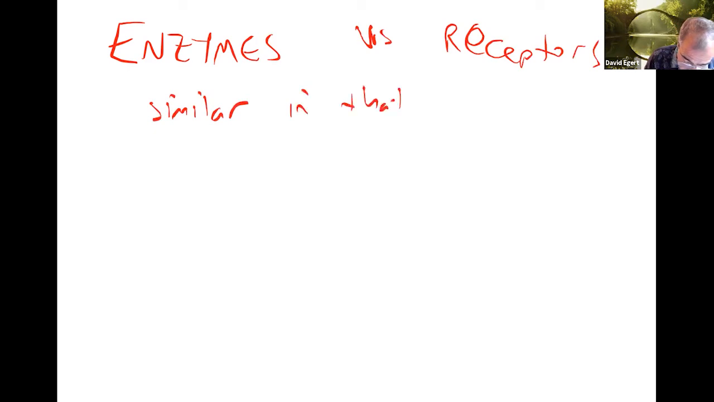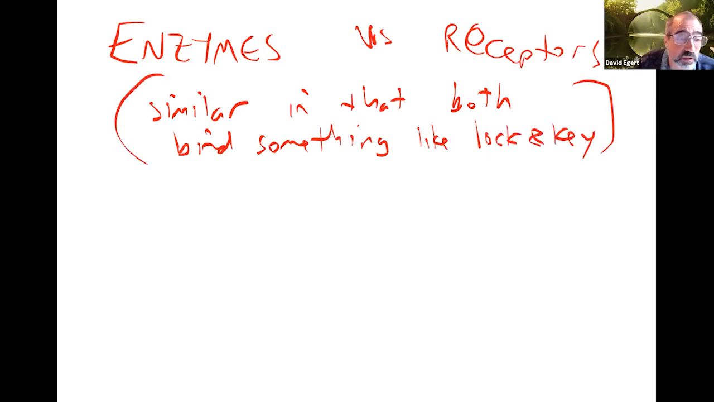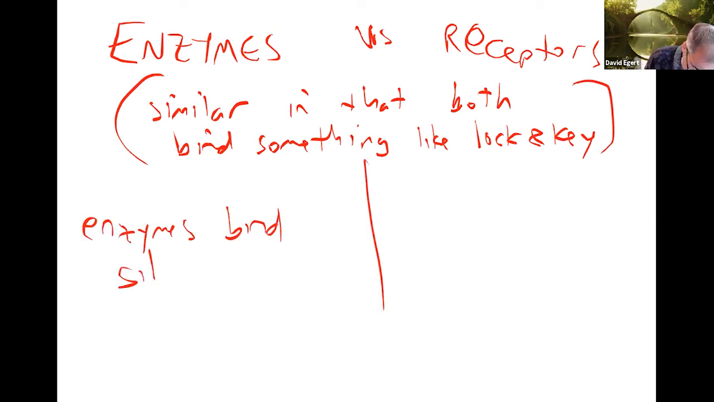in that both bind something, like a lock and key. So I think that's why people get confused, because for both of them, binding is a critical part, but the context and what they're doing is pretty different. Enzymes bind substrates to catalyze chemical reactions.